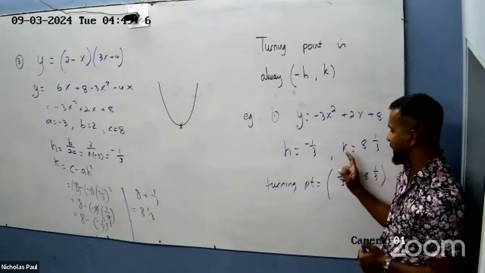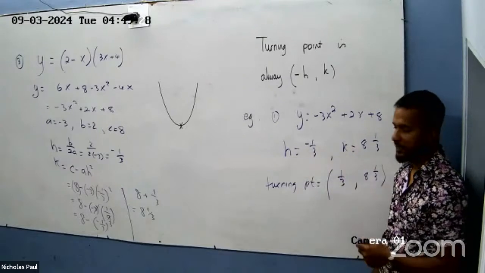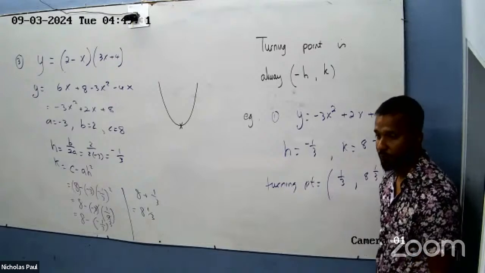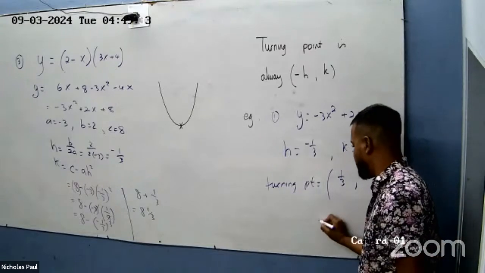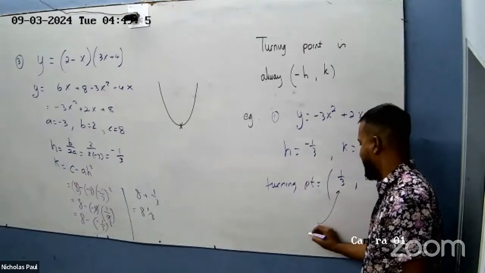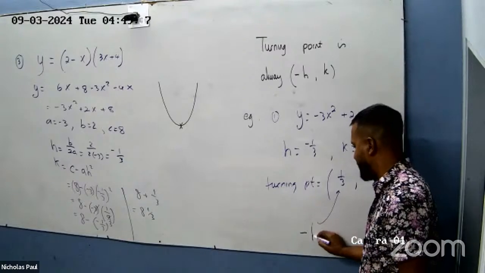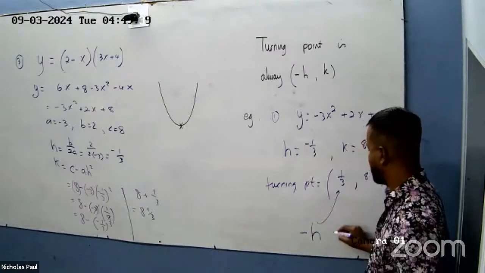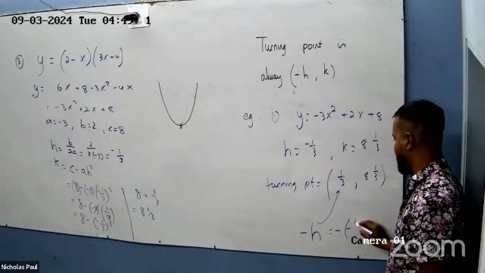That's how you find the turning point. Take the h, take the k value, and then change the sign of the h value. That's it. Okay? Just make a note of that. Remember, it's minus h.